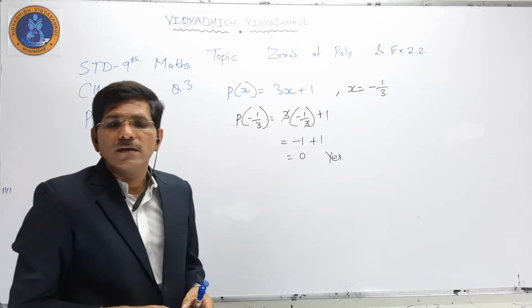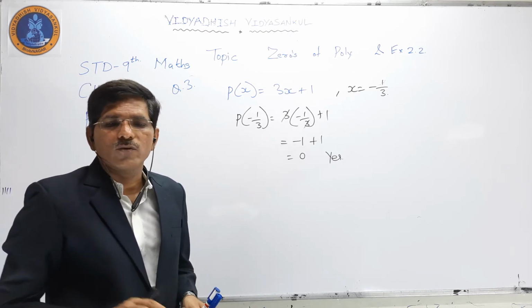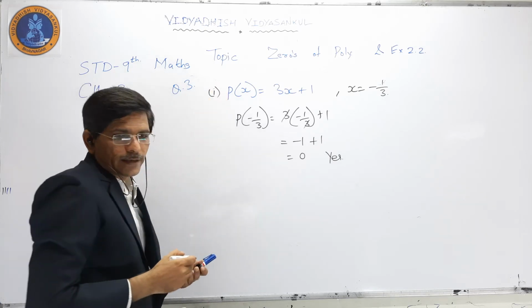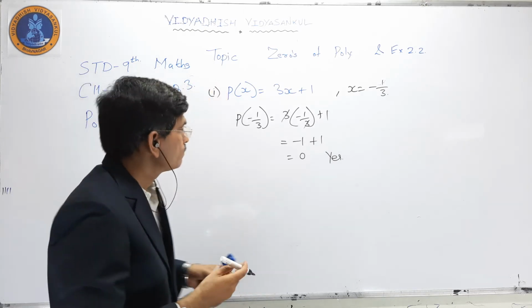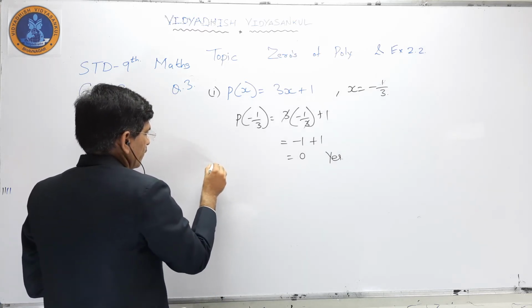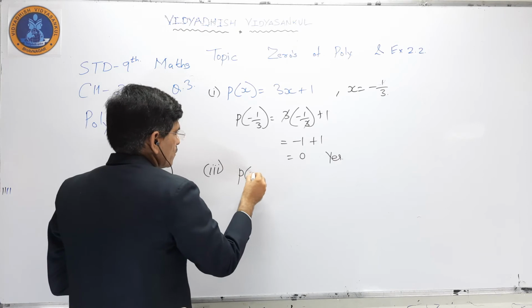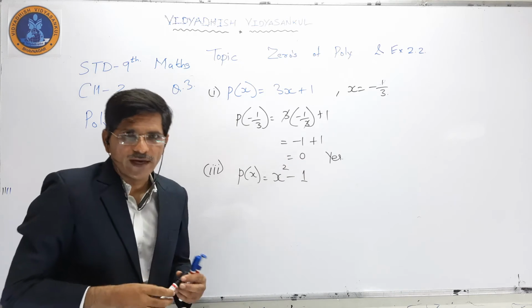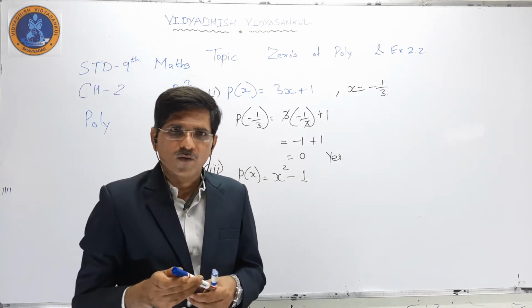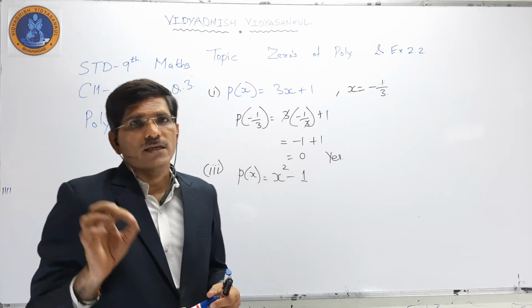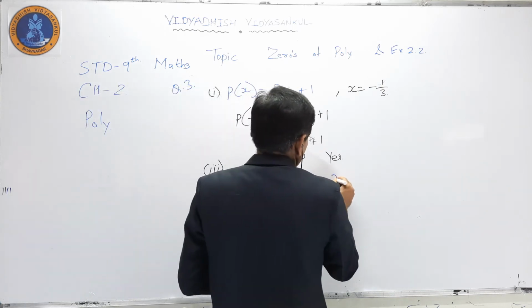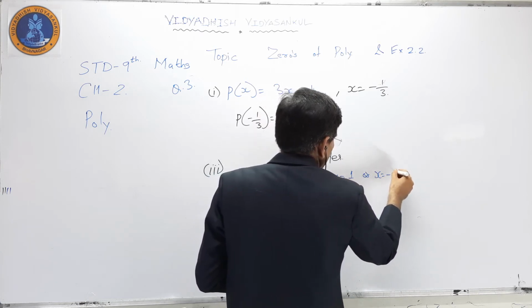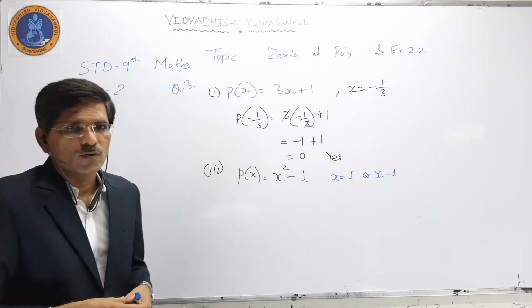So there are 8 sums. Out of 8, at least I have to complete 4. So that is the first. Now going for the third: P of x is equal to x square minus 1. Now what do I have to put? X is equal to 1 or x is equal to minus 1. X is equal to 1.